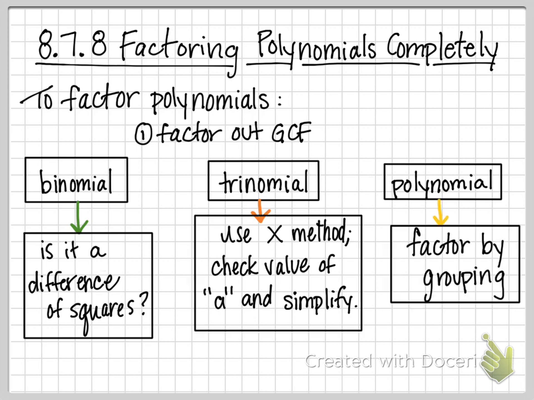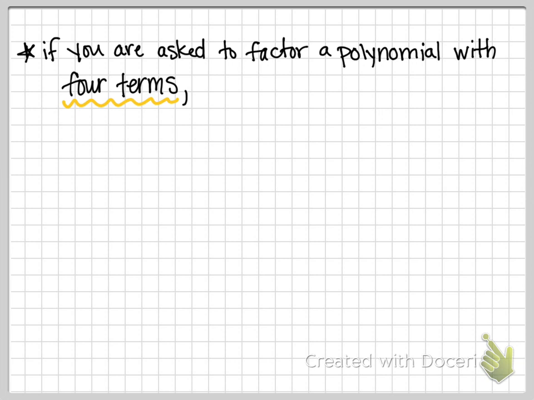And then today what we're going to talk about is if it is a polynomial. So if it is more than three terms, then we're going to factor by grouping. All right, so we're going to factor by grouping if we have a polynomial with four terms. So always look at your polynomial. Two terms, check for a difference of squares. Three terms, use your X. Four terms, we're going to factor by grouping.